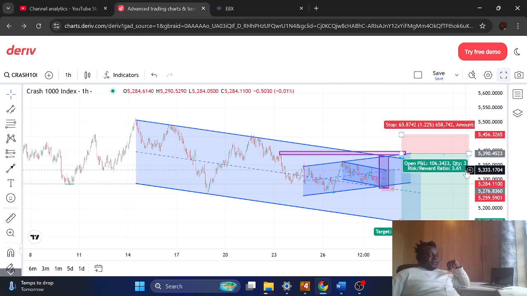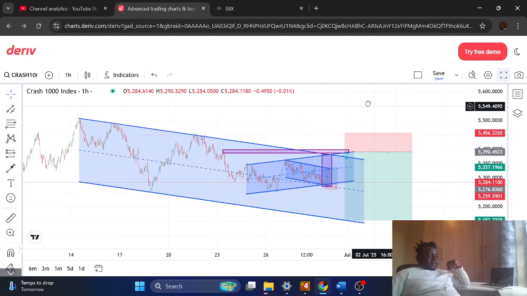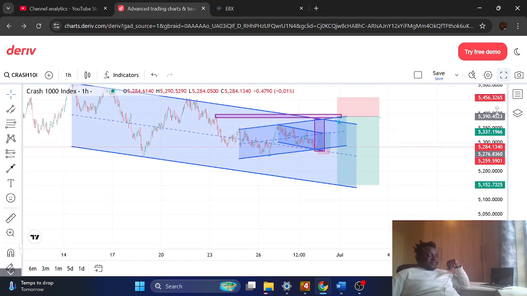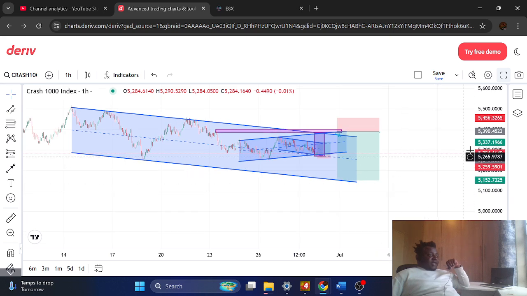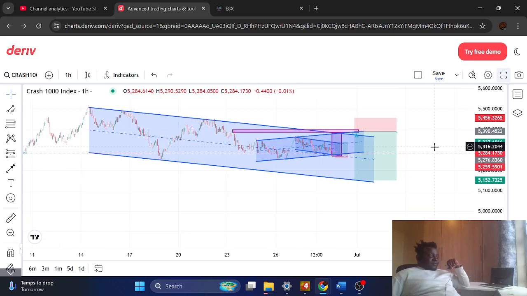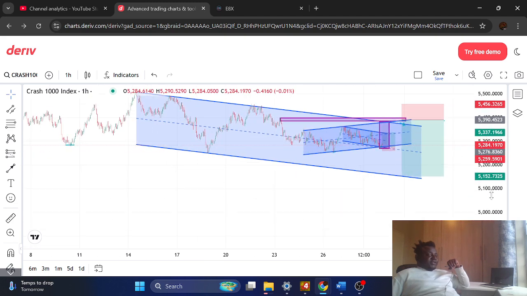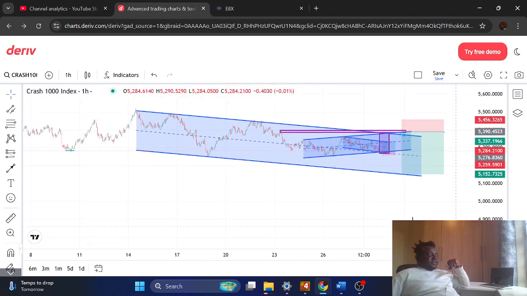So guys, this is just perfect. This is professional analysis. If you are able to analyze the market this way, then know that everything has just got more clear. Okay, so just like that, you have a good analysis for Crash 1000.